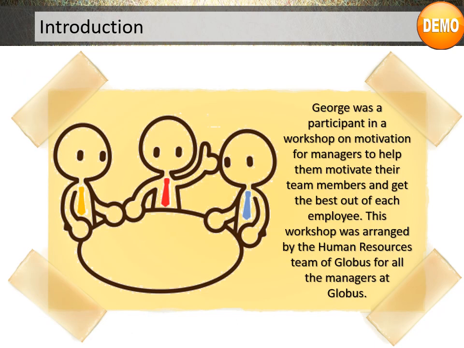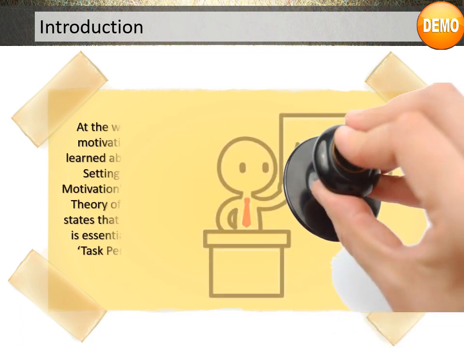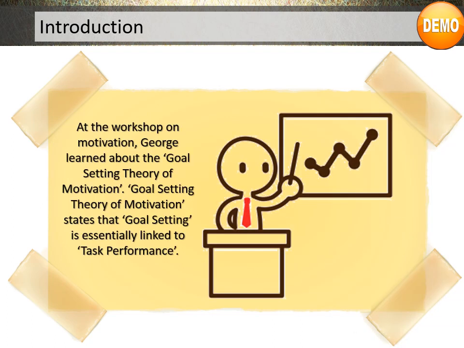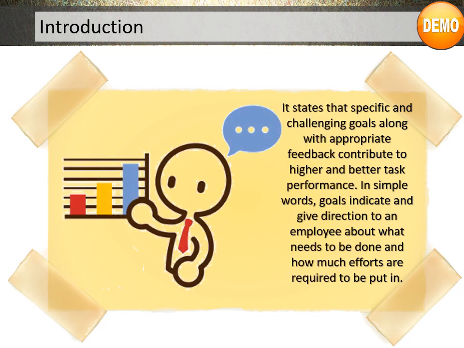George was a participant in a workshop on motivation for managers to help them motivate their team members and get the best out of each employee. This workshop was arranged by the Human Resources team of Globus for all the managers at Globus. At the workshop, George learned about the goal-setting theory of motivation. Goal-setting theory of motivation states that goal setting is essentially linked to task performance. It states that specific and challenging goals, along with appropriate feedback, contribute to higher and better task performance.